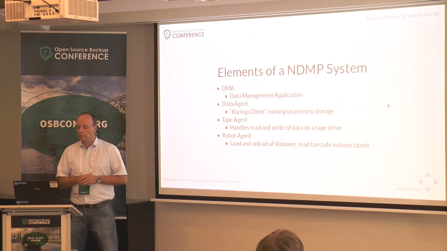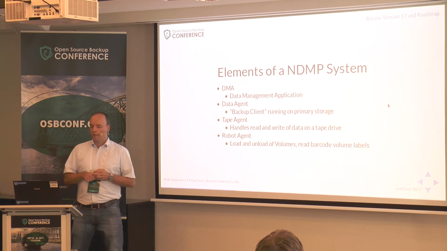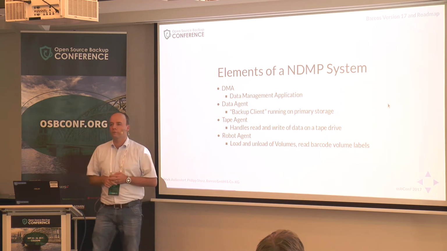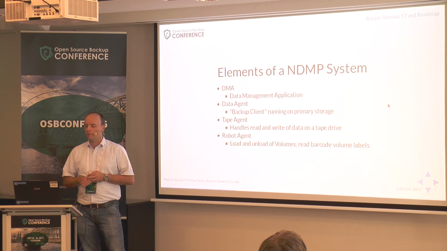The third agent that's there is a tape agent. That's a relatively simple part of the system. It just offers a tape over the network, and the NDMP data agent will then connect to the tape agent and send the data directly to it, and it will directly write those blocks to a tape. And if one tape is not enough, then you also need to control a tape changer, and that's the thing that a robot agent does.